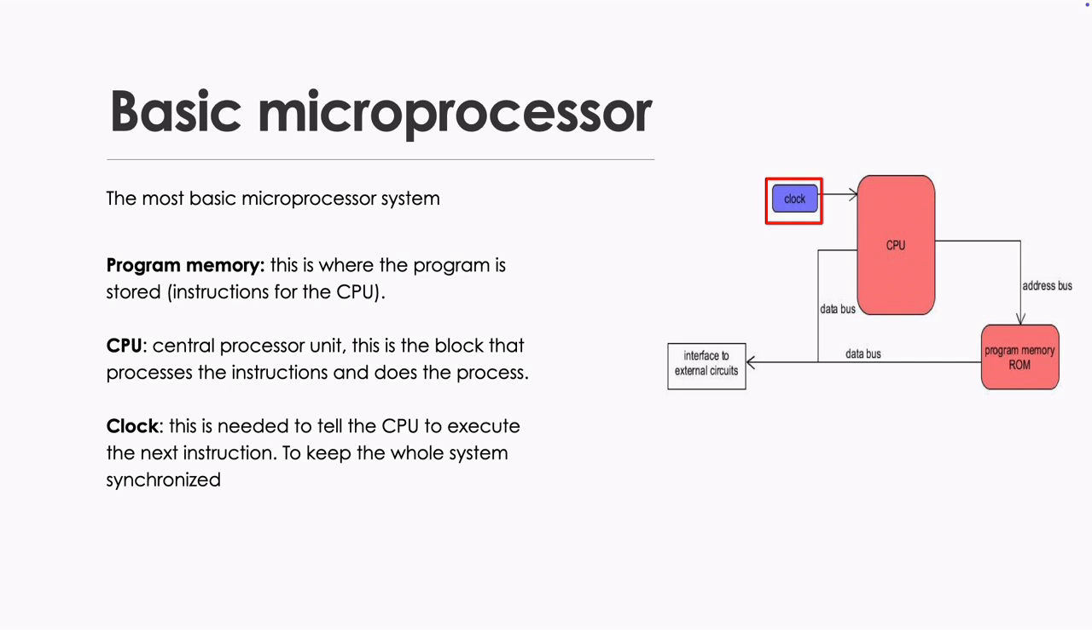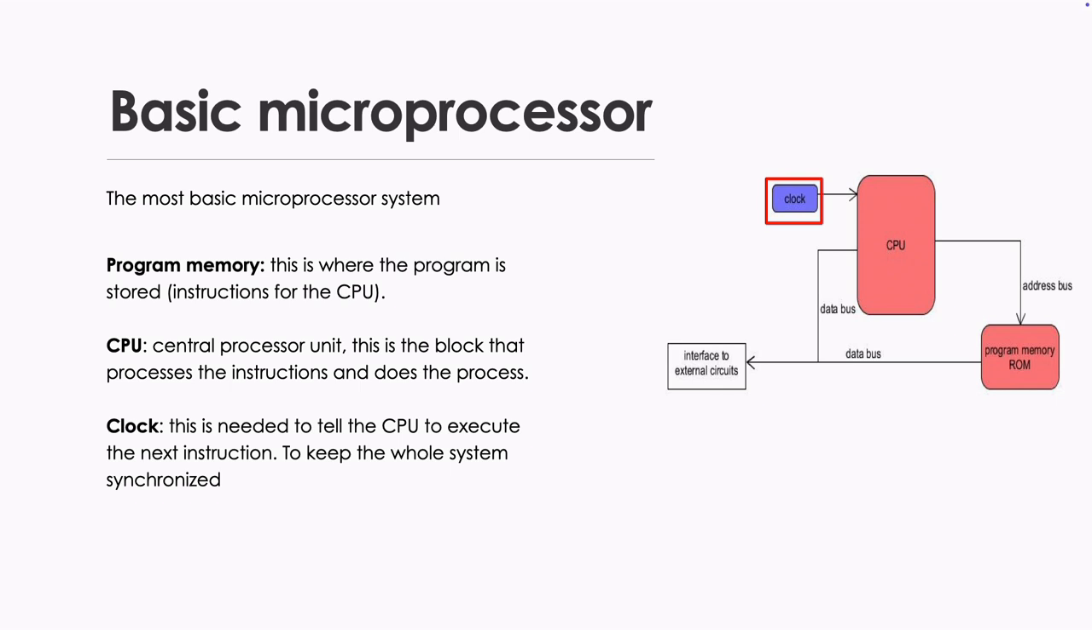The clock is very important since it determines the speed at which the instruction will be executed. You've probably heard a lot about gigahertz when you buy a laptop. This is the speed of the computer basically. The higher the hertz, the faster the computer.